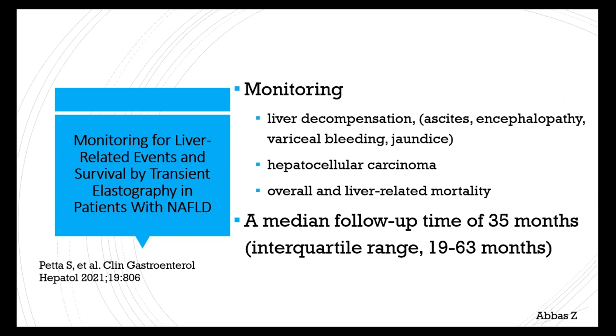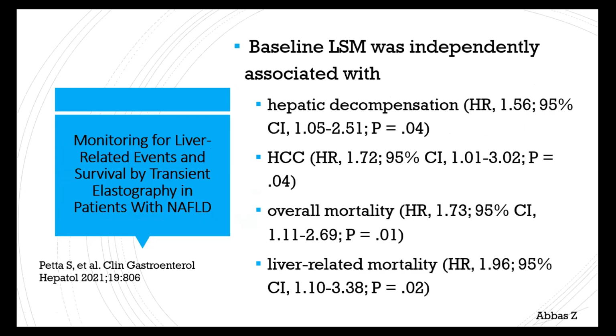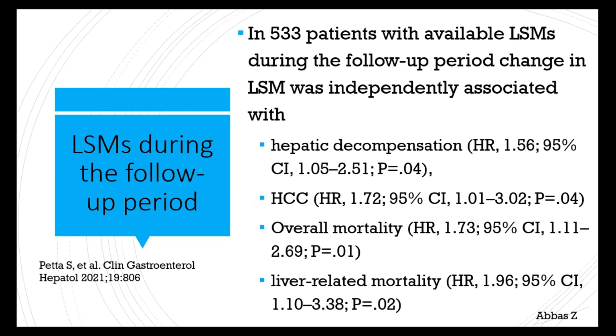Mean follow-up of the patients was 35 months. And we can see one parameter, the baseline liver stiffness measurement, was independently associated with hepatic decompensation, liver cancer, overall mortality, and liver-related mortality. Then they further did the analysis with the liver stiffness measurement during the follow-up period, and for this, data was available for 533 patients.